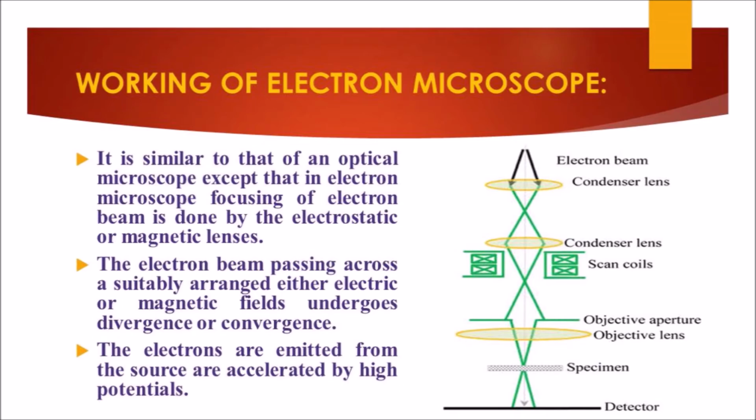Next, how the electron microscope works. This electron microscope is similar to an optical microscope, except that focusing of the electron beam is done by electrostatic or magnetic lenses. The electron beam passing across a suitably arranged electric or magnetic field undergoes divergence or convergence. The electrons are emitted from the source and accelerated by high potentials.